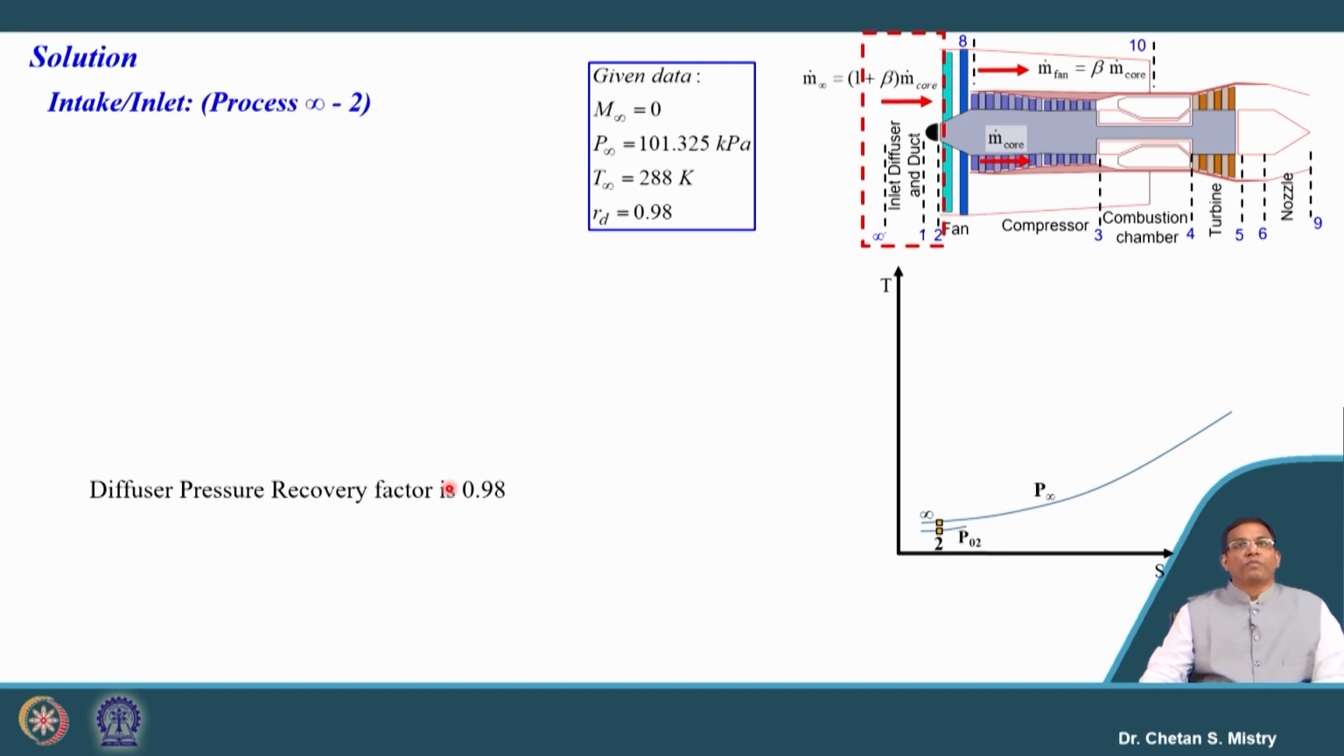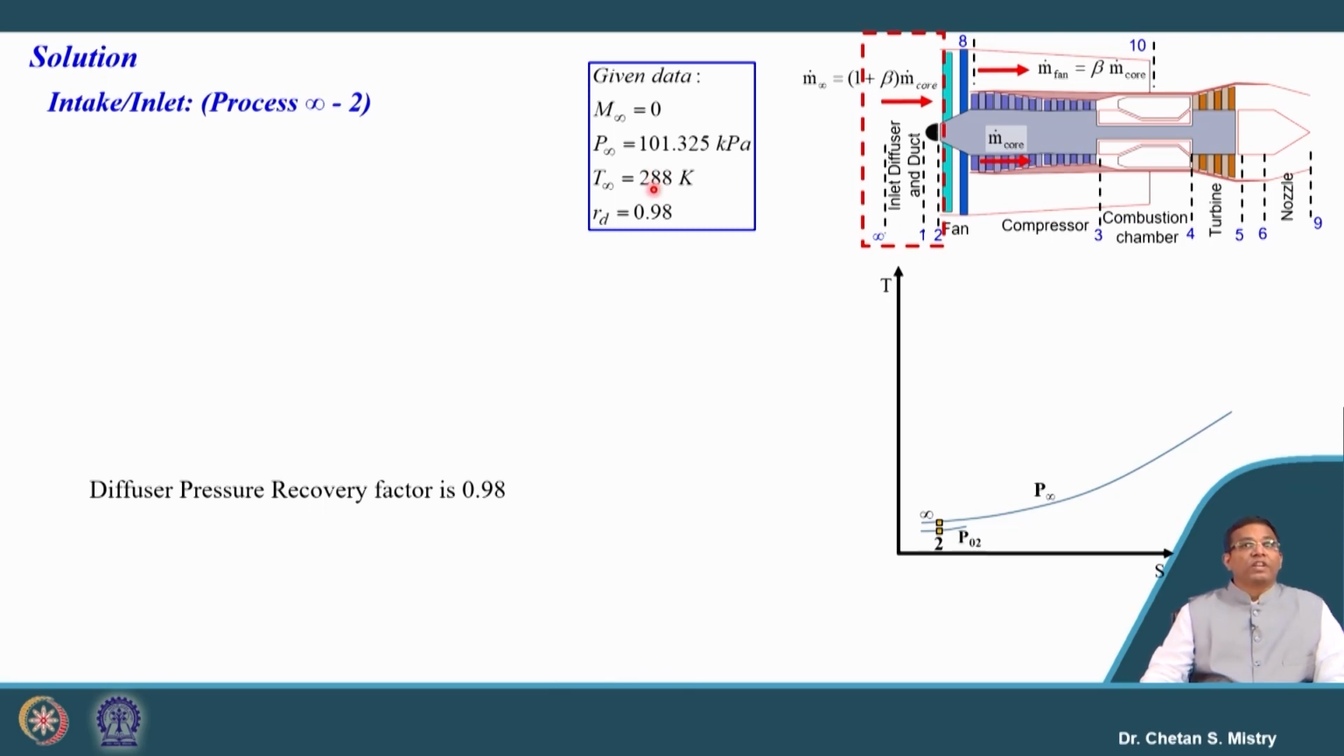The very first component we have is our intake. For this intake we are given the information that the diffuser pressure recovery factor is 0.98. We can say this is the total pressure ratio, another terminology. I want you to go through week 2, where we discussed all these parameters. It is slightly different, we are not defining it here in terms of diffuser efficiency, be careful. When we say diffuser pressure recovery factor, it is the total pressure ratio, so it will be P02 by P0 infinity. The information given to us is P infinity and T infinity.